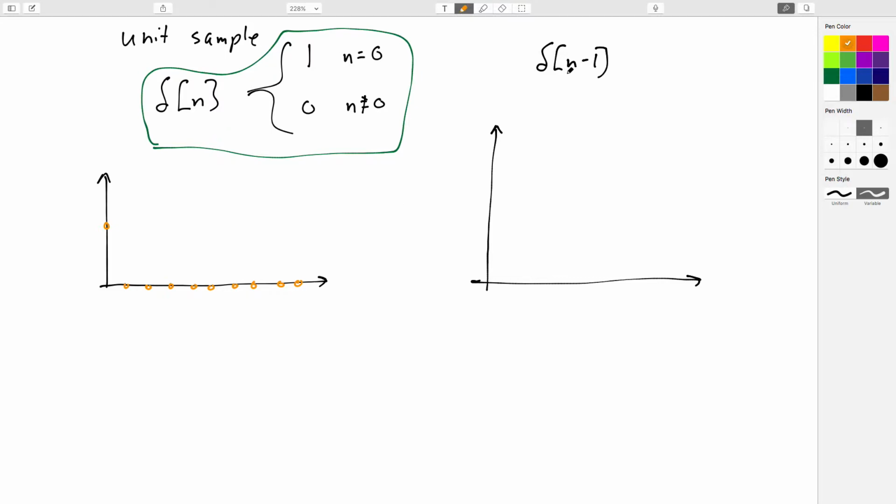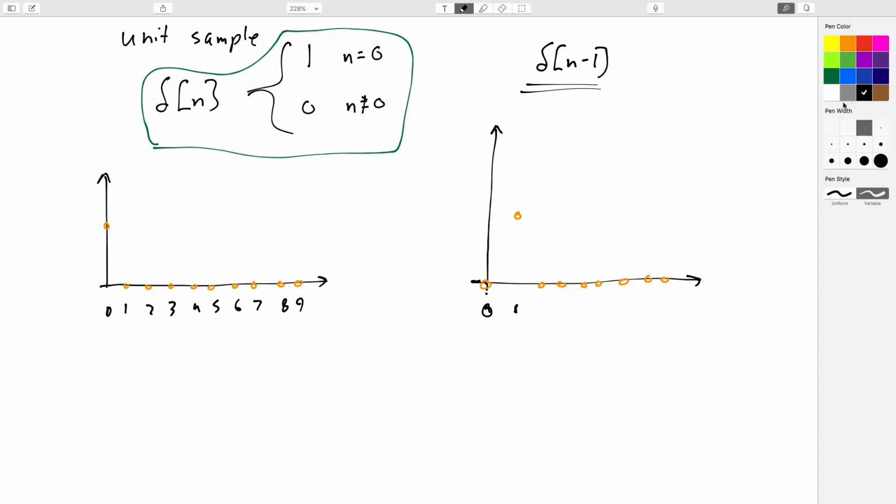And so whenever we have an n minus 1, we have to think about, so at n equals 0, whenever we're at 0, what's inside the brackets? It's a negative 1. And a negative 1 is not 0, so we have a 0 output. Whenever n equals 1, 1 minus 1 is 0, so now we have 0 inside the brackets. When the thing inside the brackets is 0, that means we have a 1 output. So we're going to have this. And when n equals 2, we have 2 minus 1, that's a 1. A 1 in our unit sample or our delta function is a 0 output. And it goes and goes and goes like this.